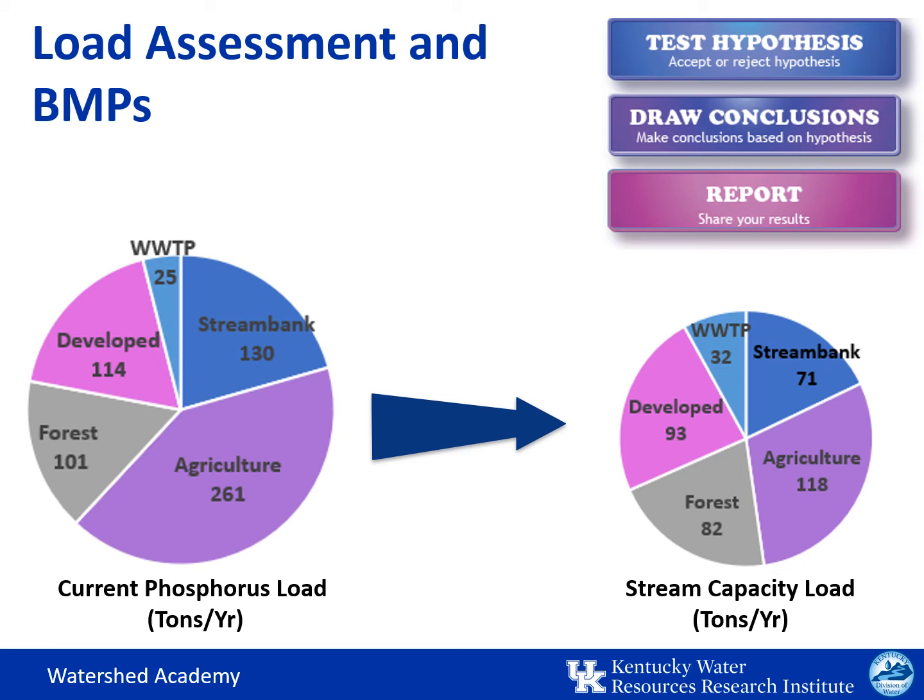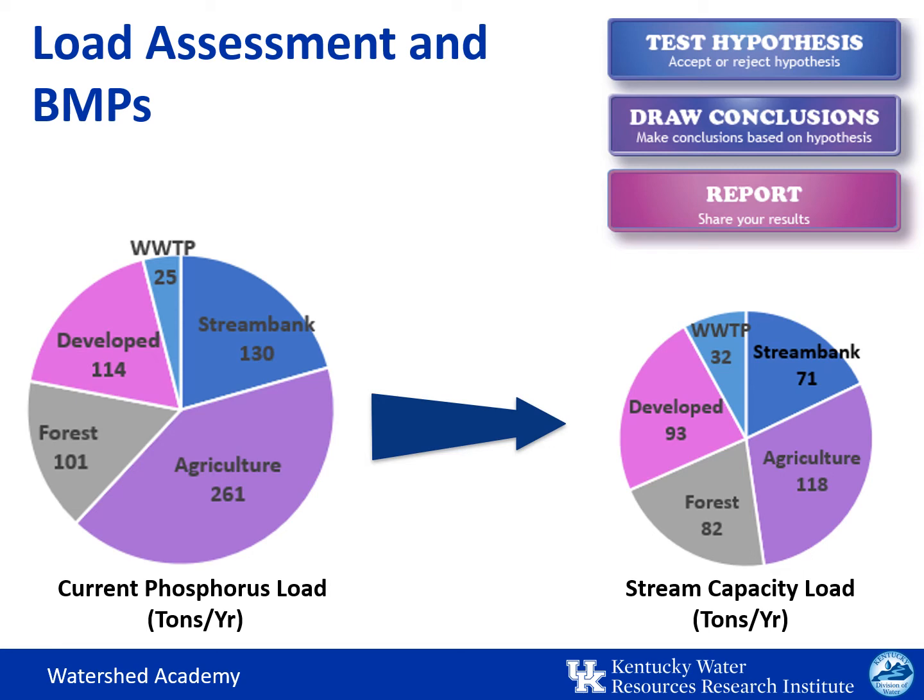The pie charts on this slide show an example of the current phosphorus load allocation on the left and the capacity of the stream on the right, with the division of the loading amongst the sources in the watershed. The stream capacity on the right refers to the amount of phosphorus that can be contributed to the stream while still maintaining water quality protection limits.